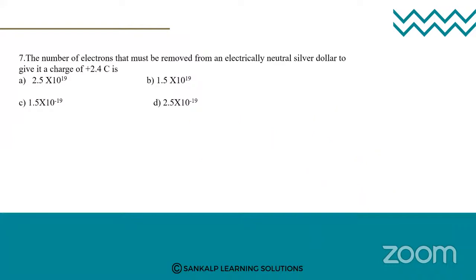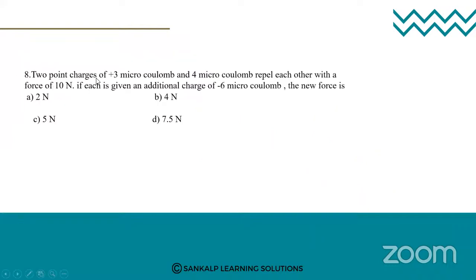Okay. Going for the next question, students. Two point charges of plus 3 microcoulomb and 4 microcoulomb repel each other with a force of 10 Newton. If each is given an additional charge of minus 6 microcoulomb, the new force is.